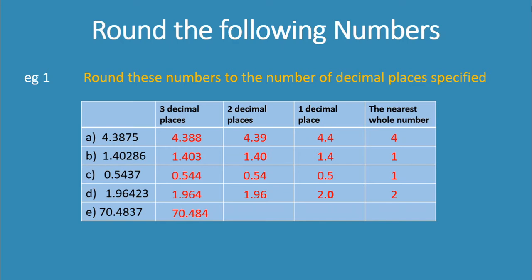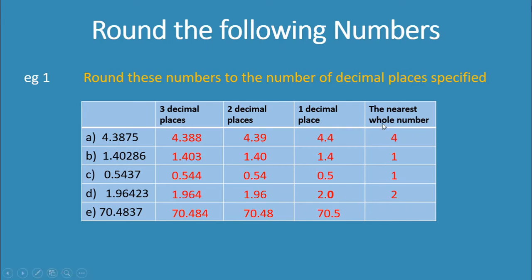To 2 decimal places, back to the original again, I've got an 8 in the second decimal place with a 3 after it. That's not big enough to round it up. So that's going to be 70.48, or 70 and 48 hundredths. To 1 decimal place, I've got a 4 in the first decimal place with an 8 after it. So that 4 is going to round up. That will be 70.5.